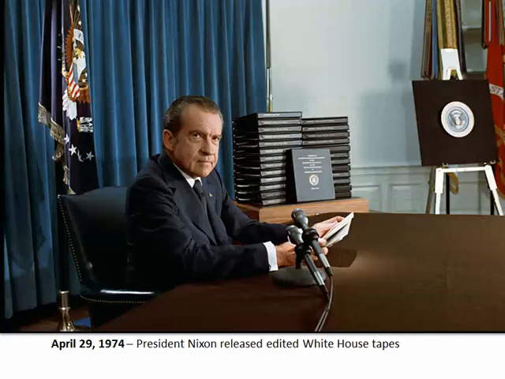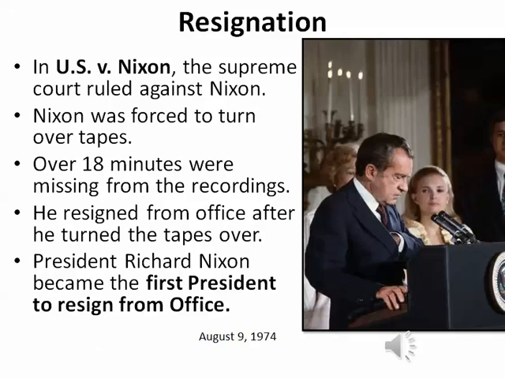And here's President Nixon here on August 29, 1974, where he released edited White House tapes. He tried to release some edited ones to the Senate Committee on Watergate, and then they came back and said, no, we don't want edited, we want the full tapes with everything in them. And so finally, President Nixon turned over the tapes, and over 18 minutes were missing from the recordings. And then he resigned from office shortly after on August 9, 1974, becoming the first president to resign from office.